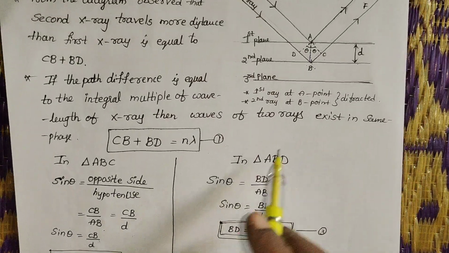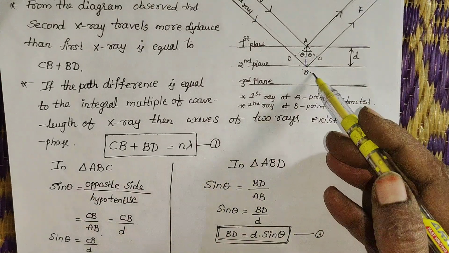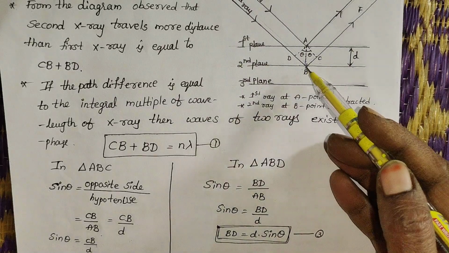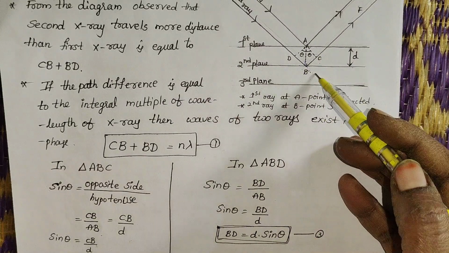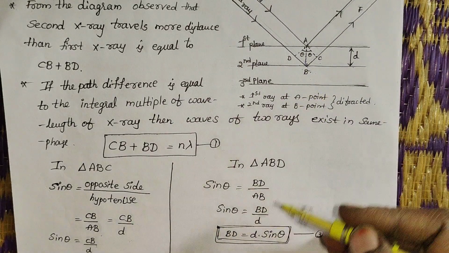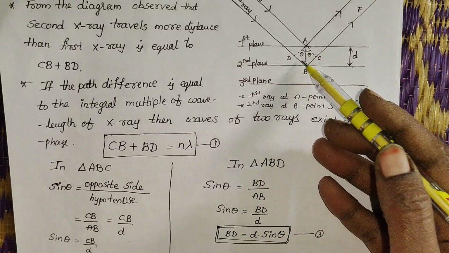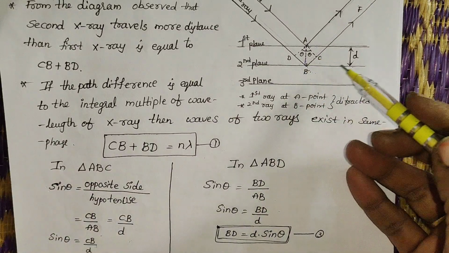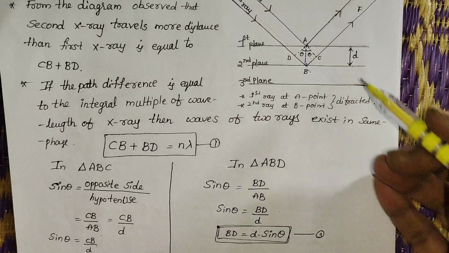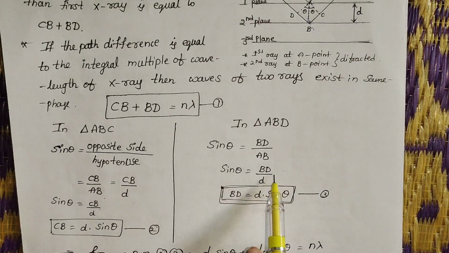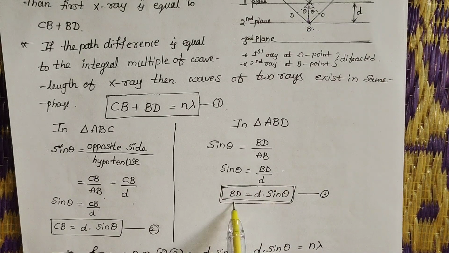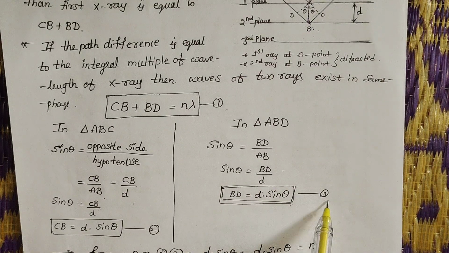Next, in triangle ABD, sin theta equals the opposite side BD by the hypotenuse AB, and AB is d. So sin theta equals BD by d, and BD equals d sin theta. This is equation number 3.